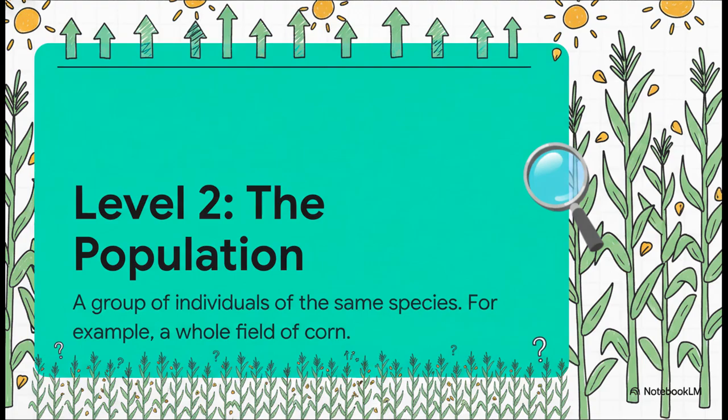Moving up one level, we get to the population. And that's simply a group of individuals of the very same species. So our single corn plant is now part of a whole field of corn. And at this level, the questions we ask start to change. We're now interested in the dynamics that control the size, the density, and the growth of the entire group.